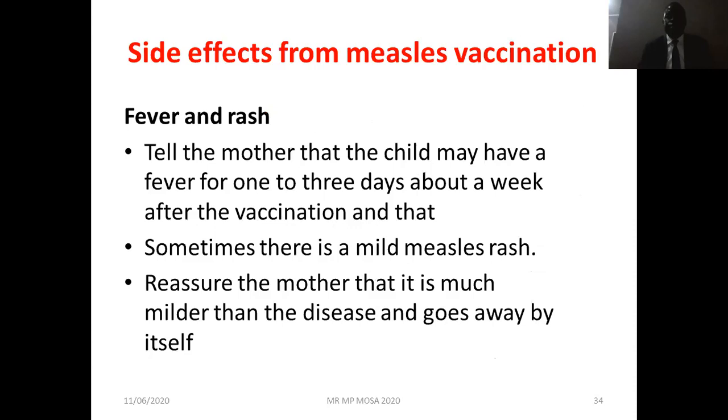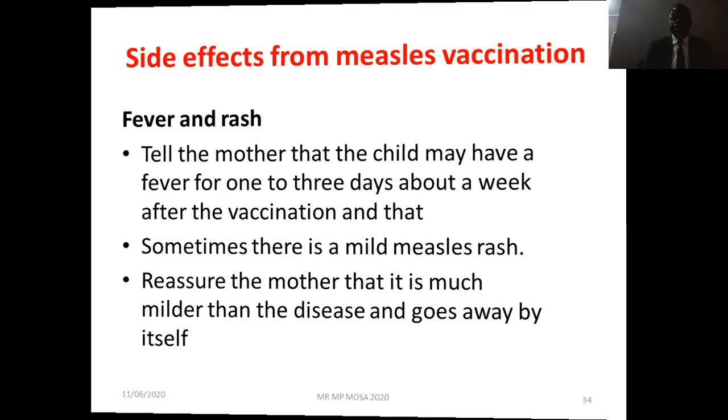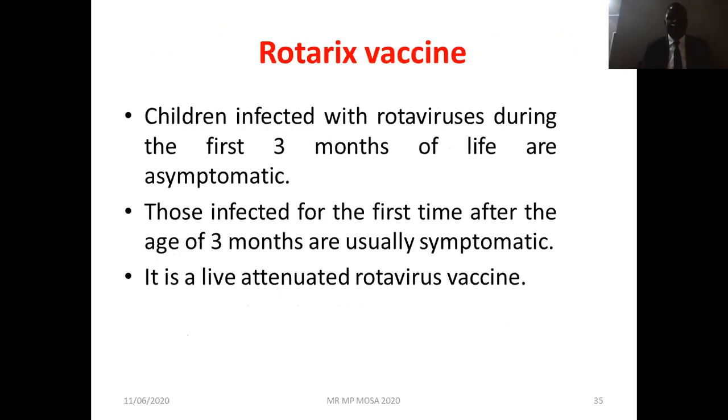The side effects from measles vaccination are fever and rash. Tell the mother that the child may have fever for 1 to 3 days, about a week. Then after the vaccination, sometimes there is a mild measles rash. These side effects are to be communicated to the mother so that they are aware that the child is likely to have them. Because if they haven't been communicated, these are instances where mothers feel that their children have been bewitched.